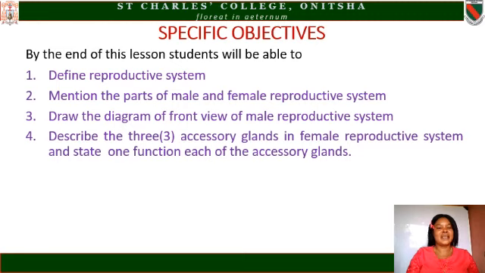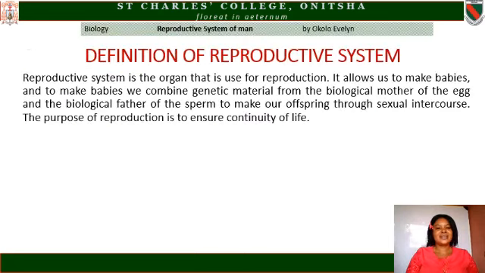Number 1, define reproductive system. Number 2, mention the parts of the male and female reproductive system. Number 3, draw the diagram of the front view of the male reproductive system. And number 4, describe the 3 accessory glands in the female reproductive system and state one function each of the accessory glands. Now, let's go into the lesson proper.